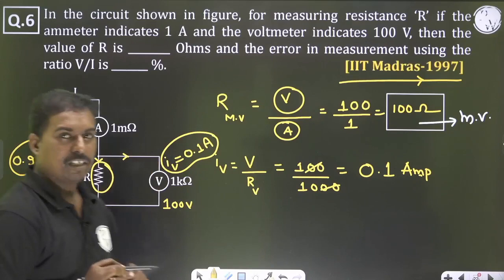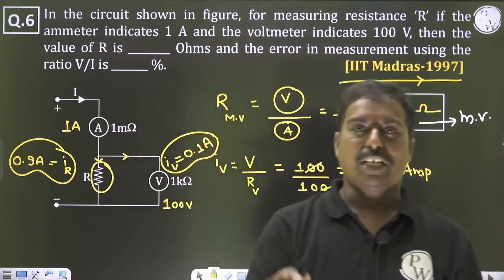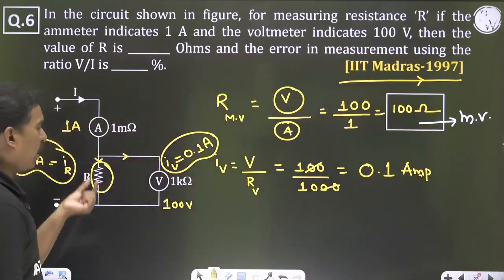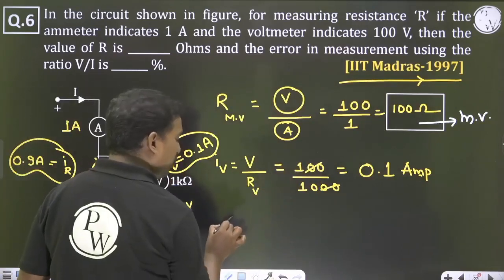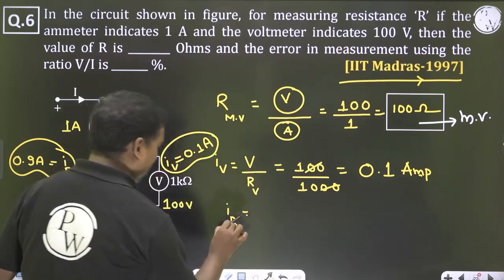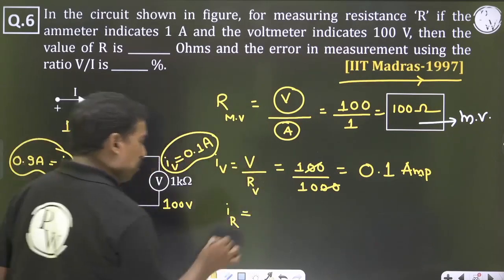Just to the basic electronic circuits. Okay, our networks, current division. Total current is 1 ampere. So current passing through the voltmeter is 0.1 ampere, and current passing through the resistor can be taken as 0.9 amperes.